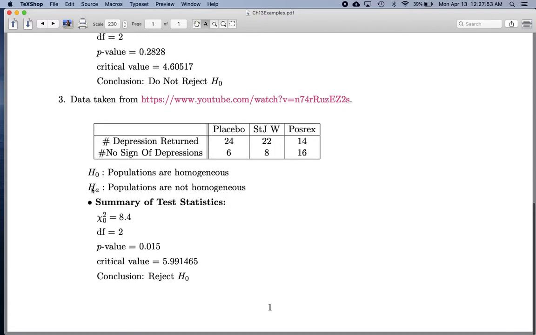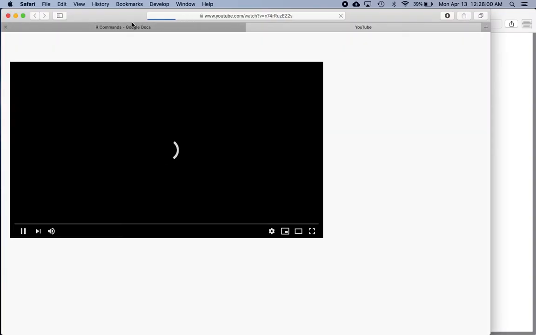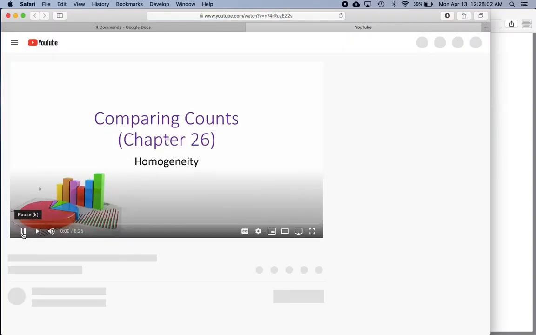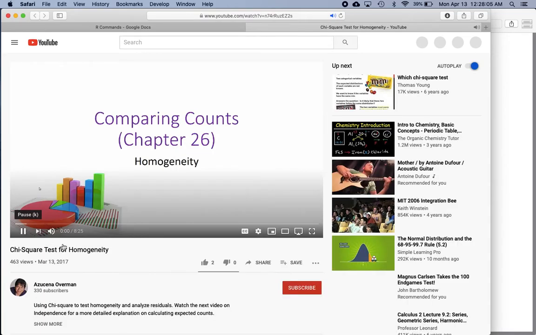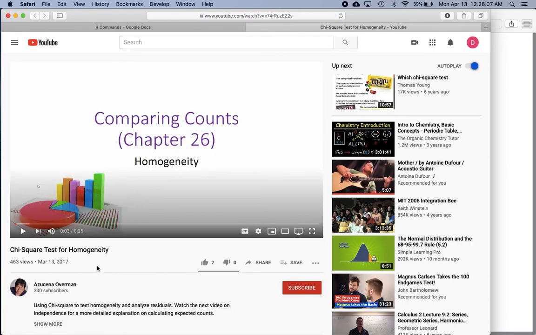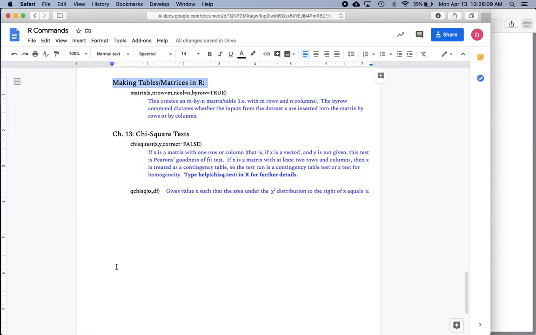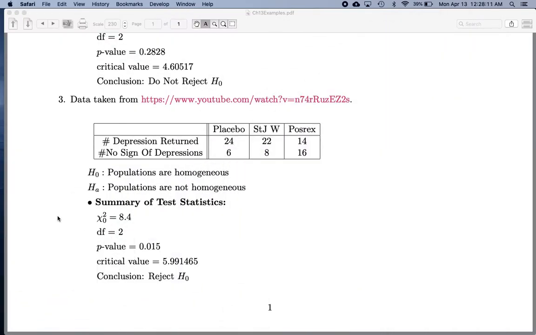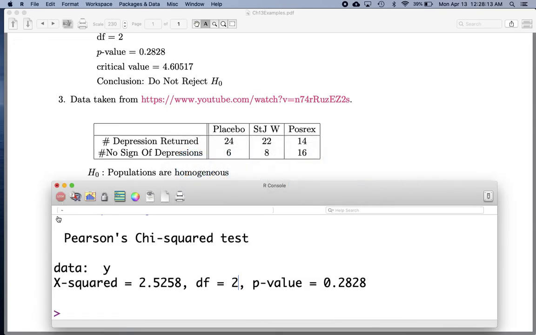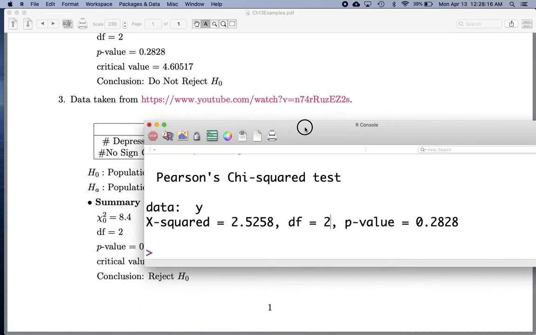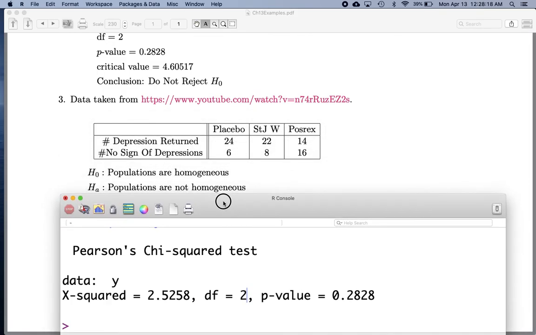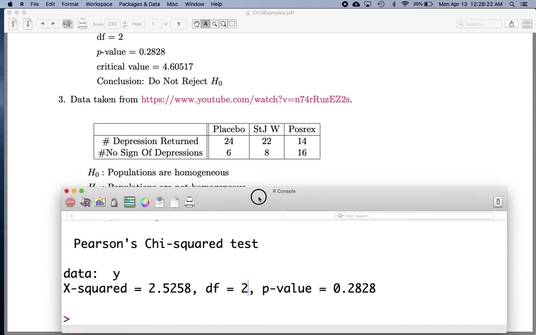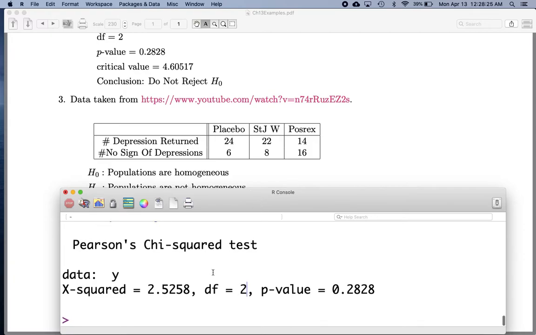Okay, so our final data set is taken from this last video, which is the chi-squared test for homogeneity. What we're going to do there is test whether or not our populations are homogeneous, meaning whether they're the same or not, and whether there's any difference.